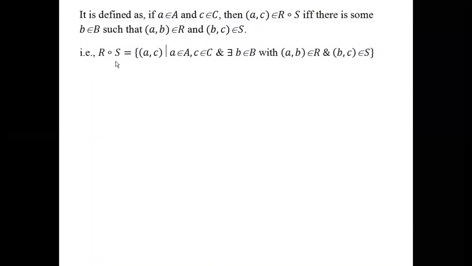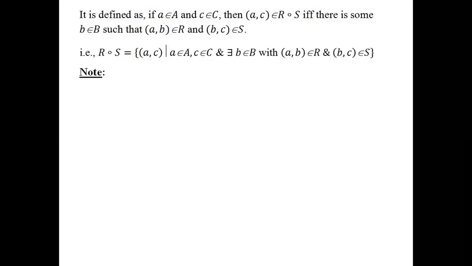That is, R composition S is equal to the set of all ordered pairs (a, c) such that a belongs to the set A, c belongs to the set C, and there exists a b belonging to the set B with (a, b) belonging to the relation R and (b, c) belonging to the relation S. So this is R composition S for us. We can understand the composition of two relations better when we take up examples on the same.